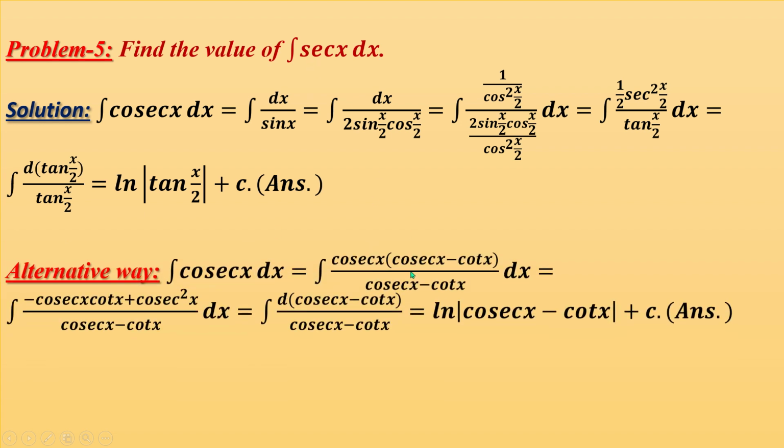We have to multiply both numerator and denominator by cosec x minus cot x. That means here will be cosec x into (cosec x minus cot x), and here will be (cosec x minus cot x) into dx. This equals, you can write this, and differentiating this we get this. As a result, this equals ln of cosec x minus cot x plus c. This is the required answer. We have to remember this relation, or consider it as a formula.